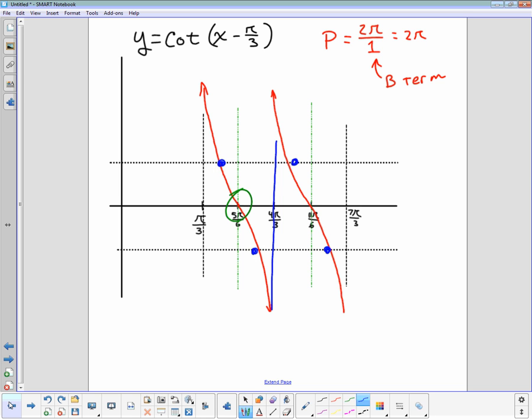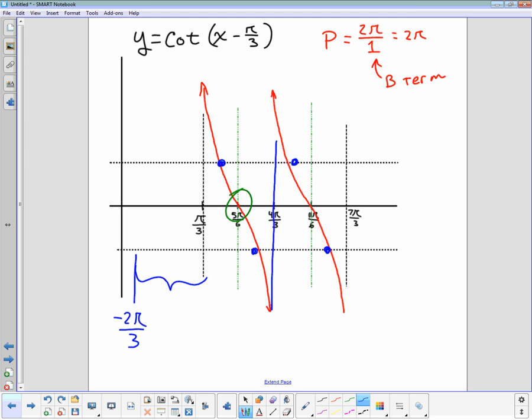If we look at this width, that width right there is a full pi, isn't it? Because we go from pi over 3 to 4 pi over 3. So that's a full width of 1 pi. Took it away, so I went backward. We have pi over 3 minus pi. So we would be at negative 2 pi over 3, past 0.